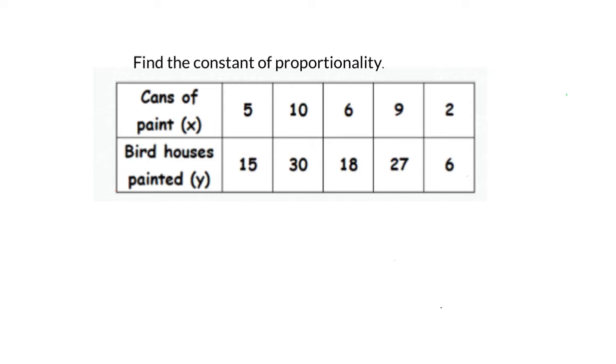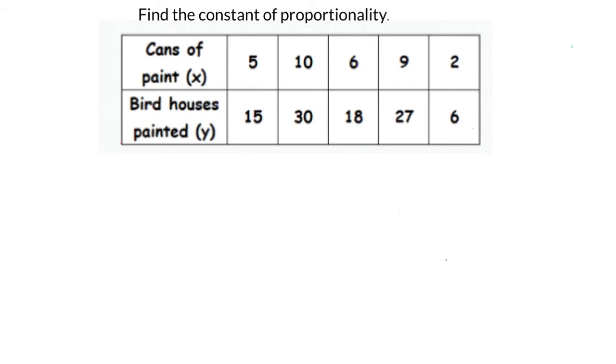So this wants you to find the constant of proportionality. And keep in mind that the constant of proportionality is simply your k value. And to find your k value, you take the y value and divide it by x. So you want to find out the constant of proportionality for this table. And each time that we divide these numbers, we should get the same answer. So let's try the first set.